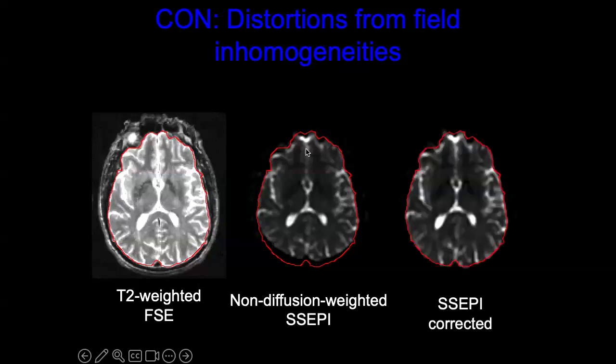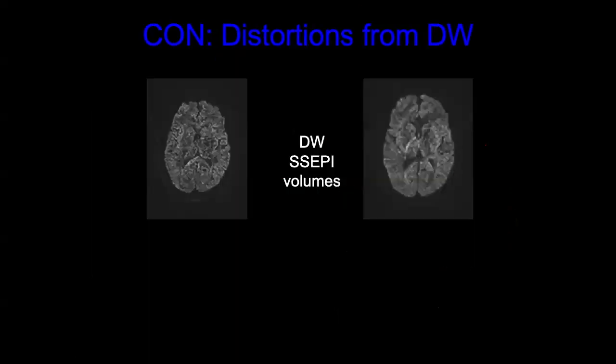We can try to, in post-processing, correct for that global shape change by warping the single-shot EPI image to an anatomical image. So we can help with that. But it's hard to get rid of the signal pileup and dropout unless you collect multiple phase encodes. But we can do that too.